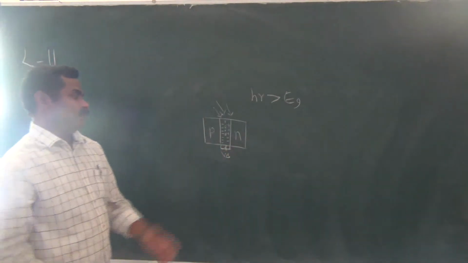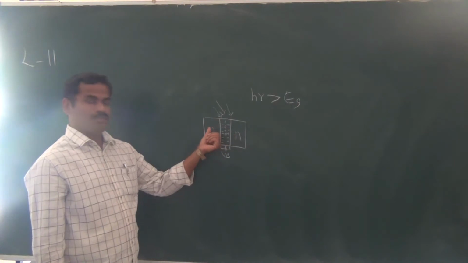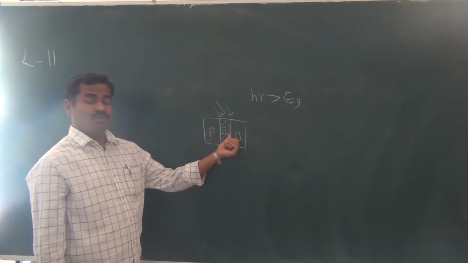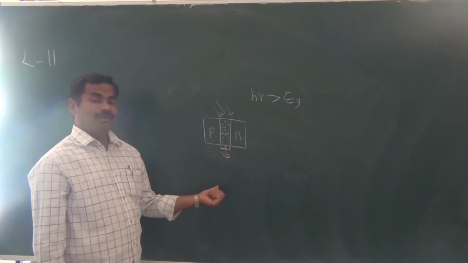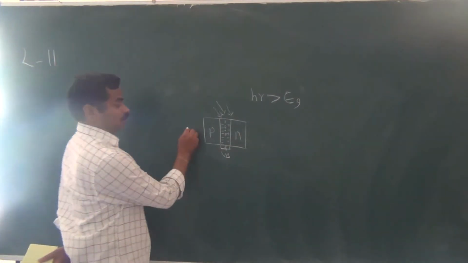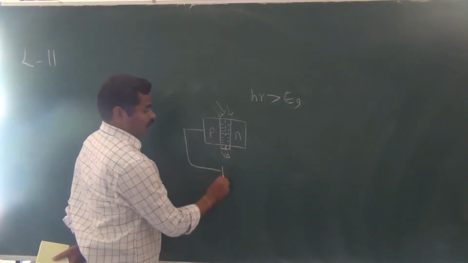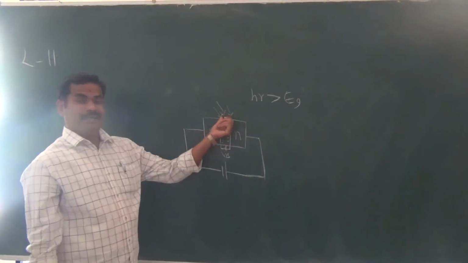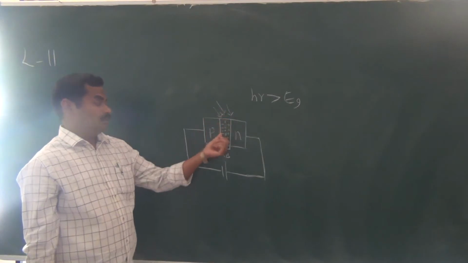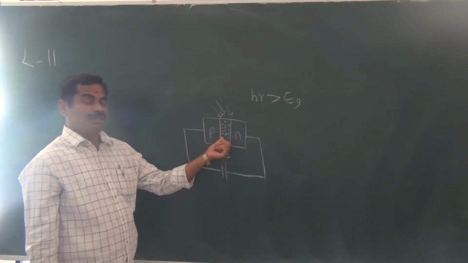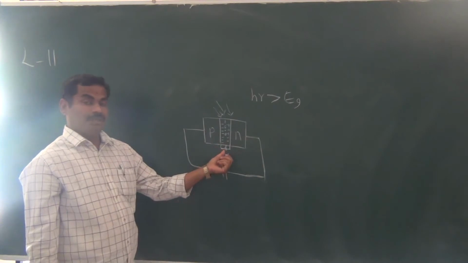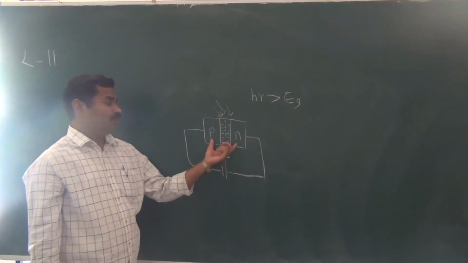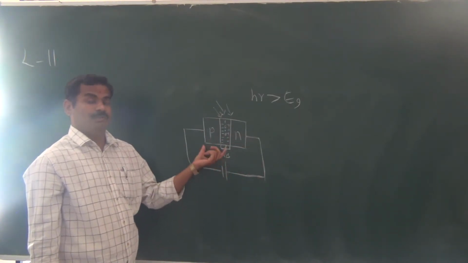Because of the electric field, what happens? The holes move towards the p side and the electrons move towards the n side. If you apply the reverse bias, then because of the light incident here, electron-hole pairs are generated, and because of the electric field the holes move towards the p side and the electrons towards the n side. This movement of holes and electrons gives the current. That current is called the photocurrent.